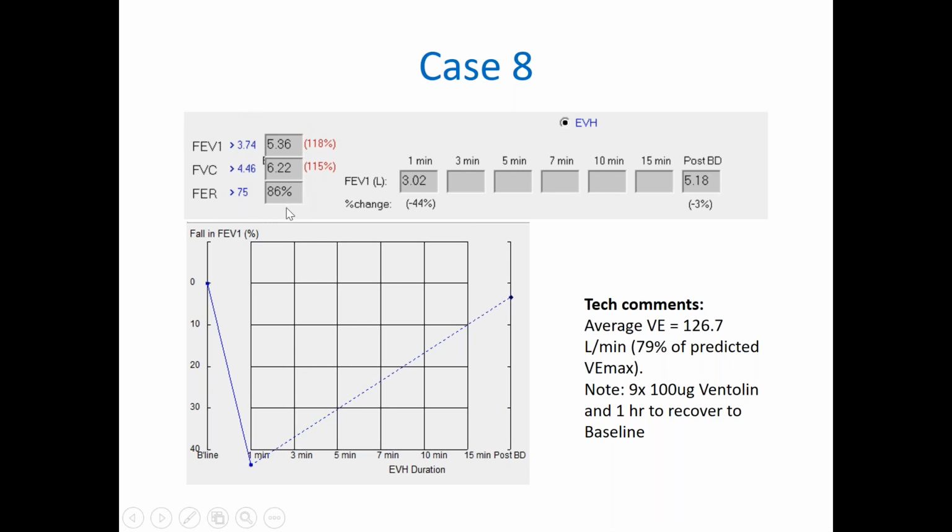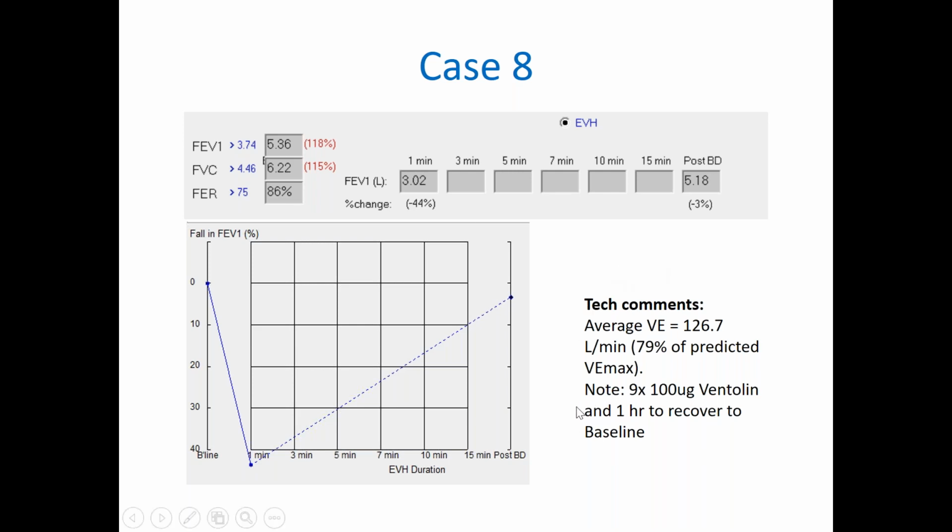Having breathed dry air with 5% CO2 for 6 minutes, we measured his FEV1 at 1 minute after the end of that breathing period, and you can see that he had a dramatic fall in his FEV1, more than 44%. A positive challenge with an EVH is considered to be a 10% fall.